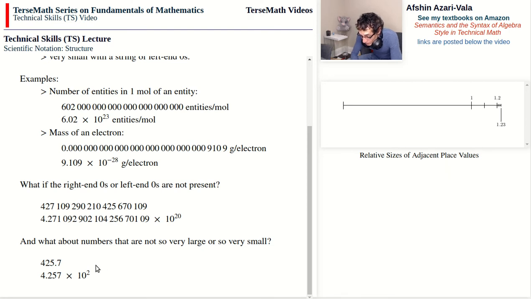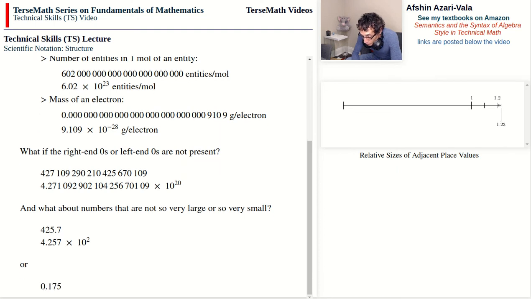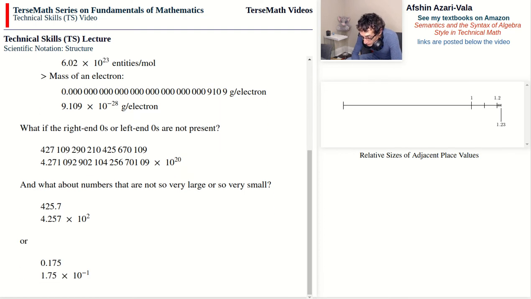But in any case, 425.7, there is nothing wrong with it. So when the numbers are small, we normally don't use scientific notation unless there is some compelling reason to do so. Same thing with numbers that are small but not so very small, such as the number 0.175. We could write it down as 1.75 times 10 to the power of -1. But again, 0.175 works pretty well, and we continue to use it. If the number is not too small, we continue to use the decimal notation.